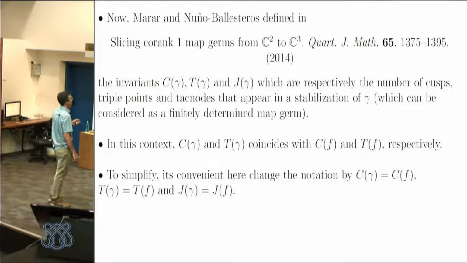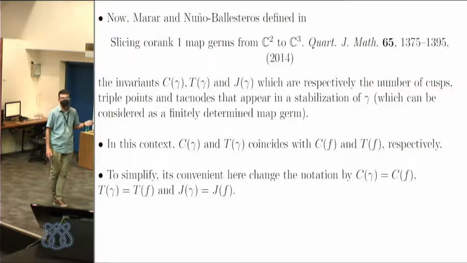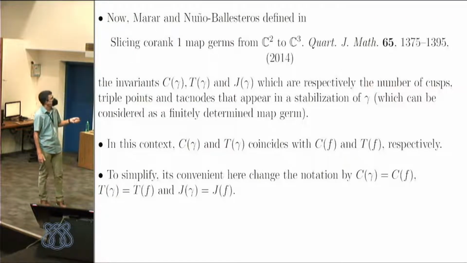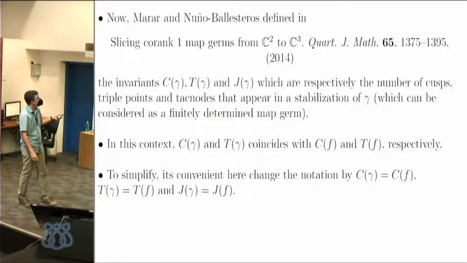And in this context, they prove that the first two invariants coincide with the number of cross-caps and the number of triple points of F. So in this case, you can change the notation to avoid confusion, also to simplify the notation. I will denote the number of cusps of γ by C(F). And here I will denote by T(F), just to avoid confusion, okay? And J(γ) by J(F), okay? Right.